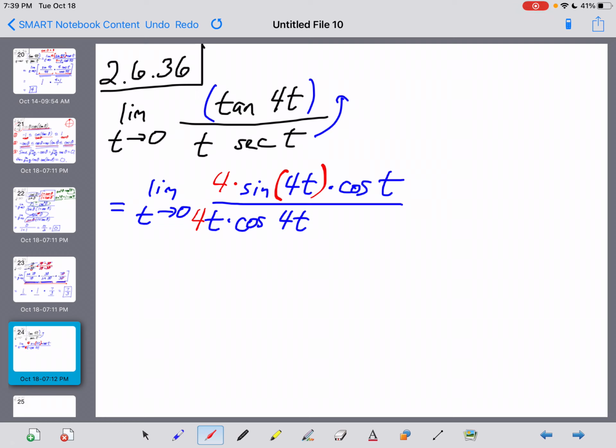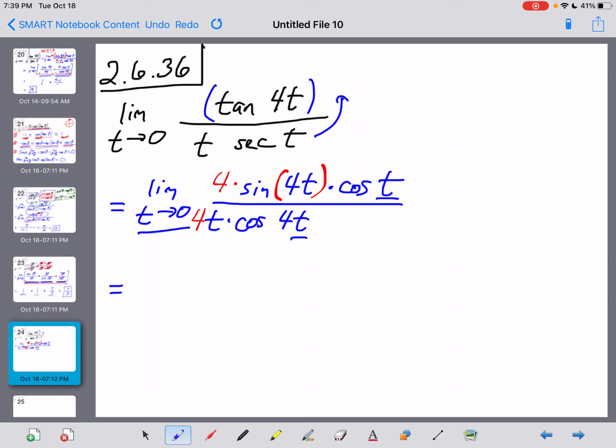And the only other thing I see that gives me a little bit of pause are the cosines in the numerator and the denominator. But I'll remind everybody, we'll do this on the next step, let those t's actually become 0 because the cosine of 0 is 1.